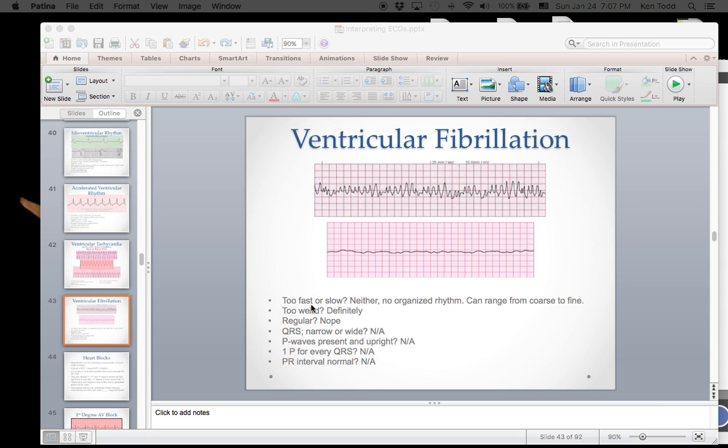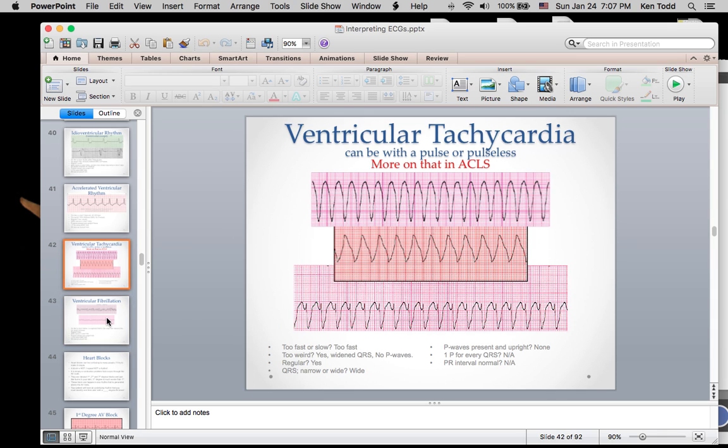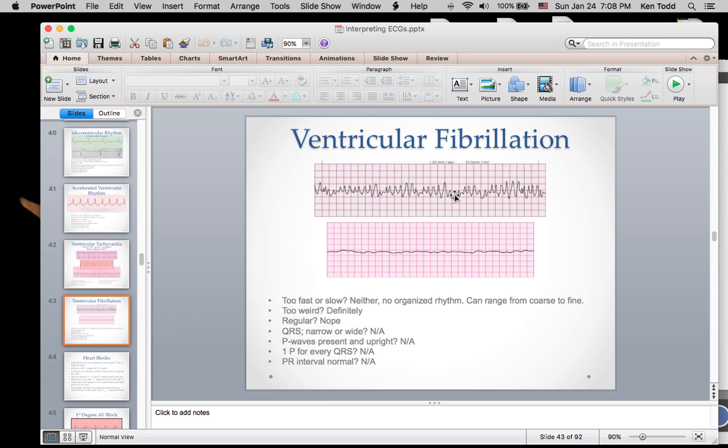But it's not too fast or too slow. There's no organized rhythm. It's definitely weird, definitely not regular. No QRSs, no P waves, no PR interval or anything. Squiggly, ugly, nasty rhythm. This one can be a little trickier. Sometimes people confuse it with asystole. Sometimes this can get confused with ventricular tachycardia by people. But ventricular tach should be a repeating motion like these, not this squiggly, ugly line like VFib.